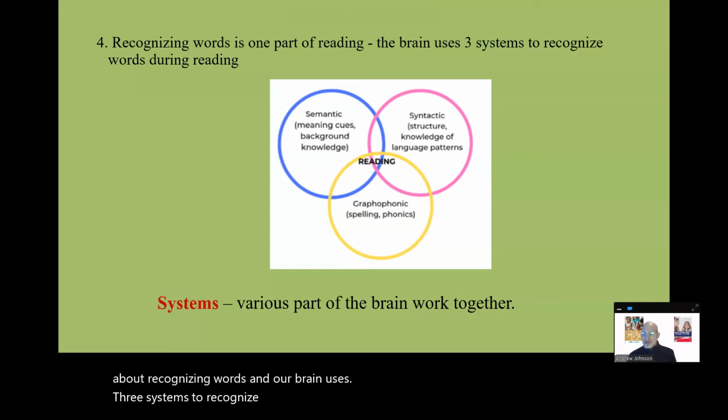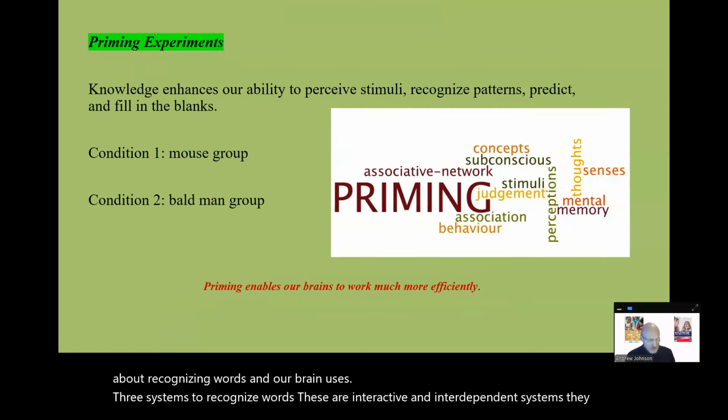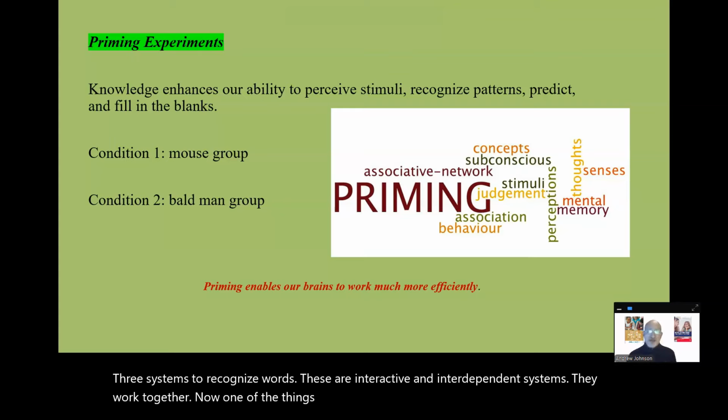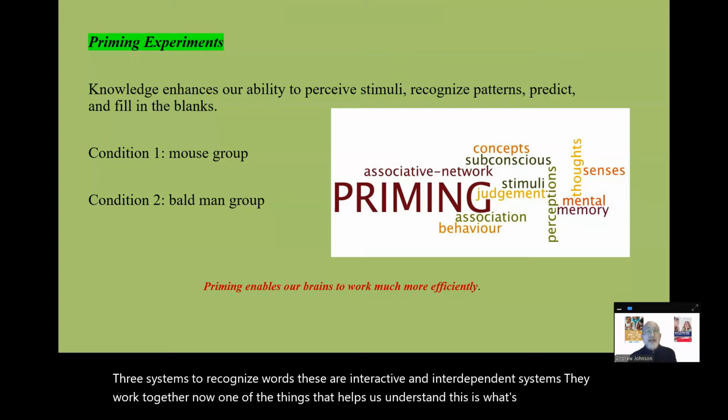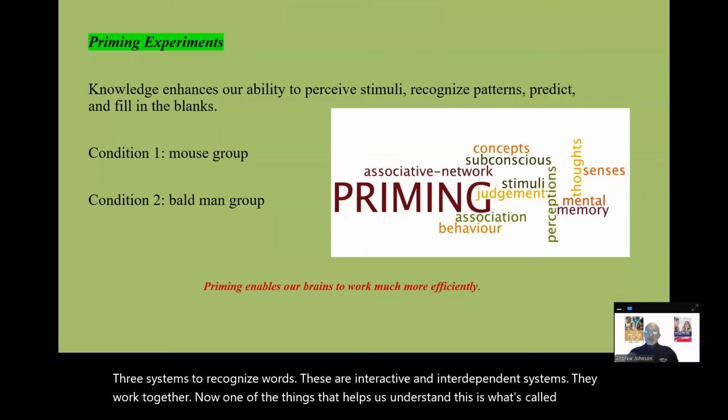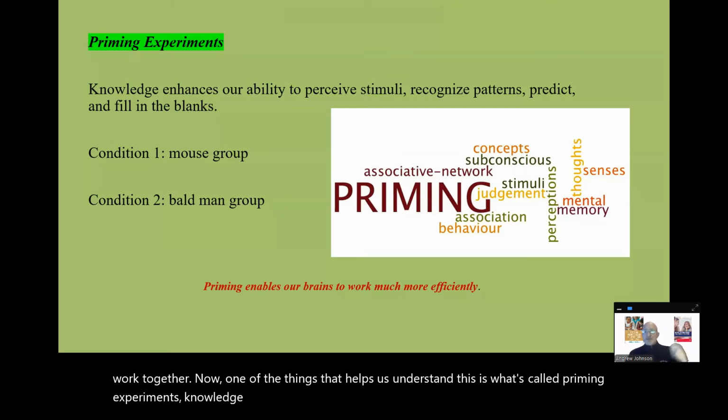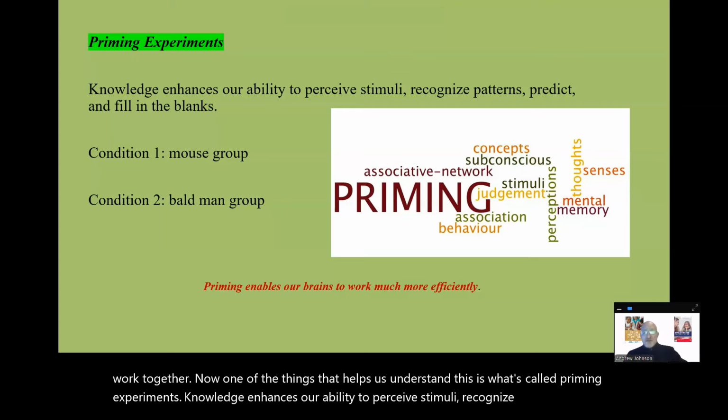These are interactive and interdependent systems. They work together. Now, one of the things that helps us understand this is what's called priming experiments. Knowledge enhances our ability to perceive stimuli, recognize patterns, and predict and fill in the blanks.